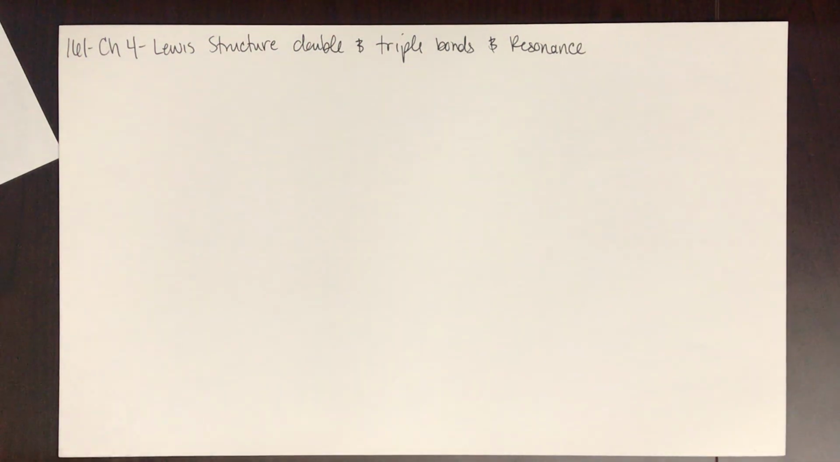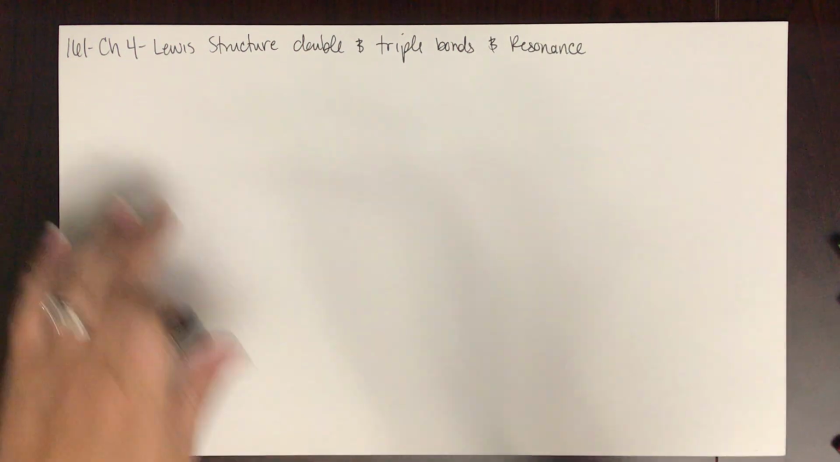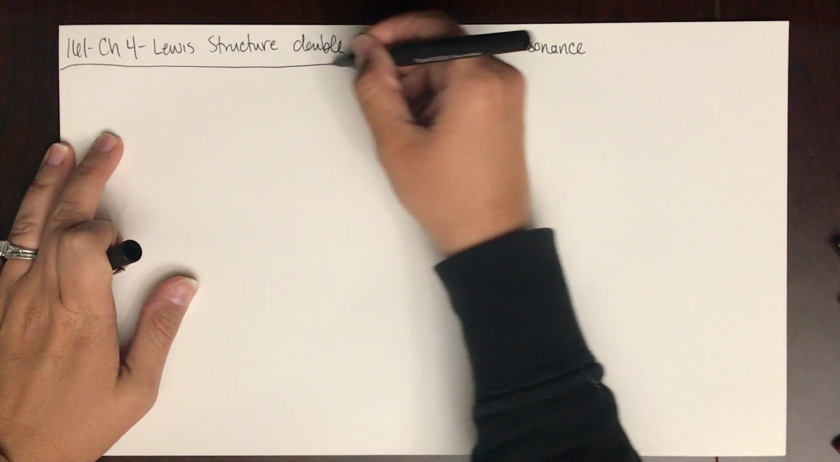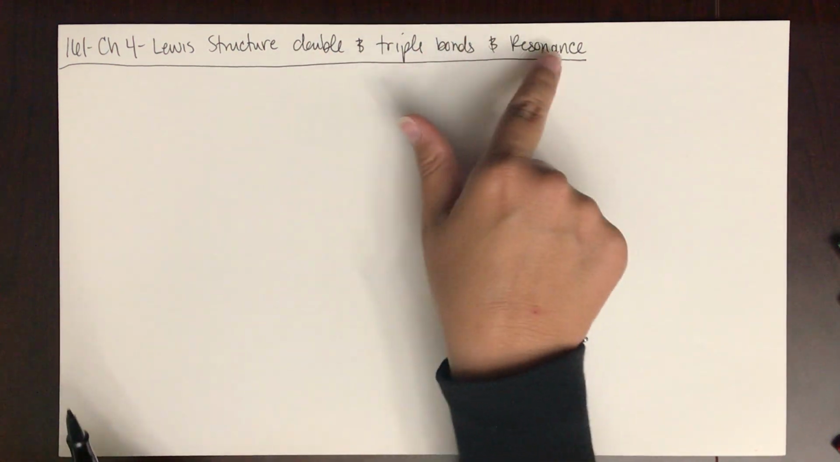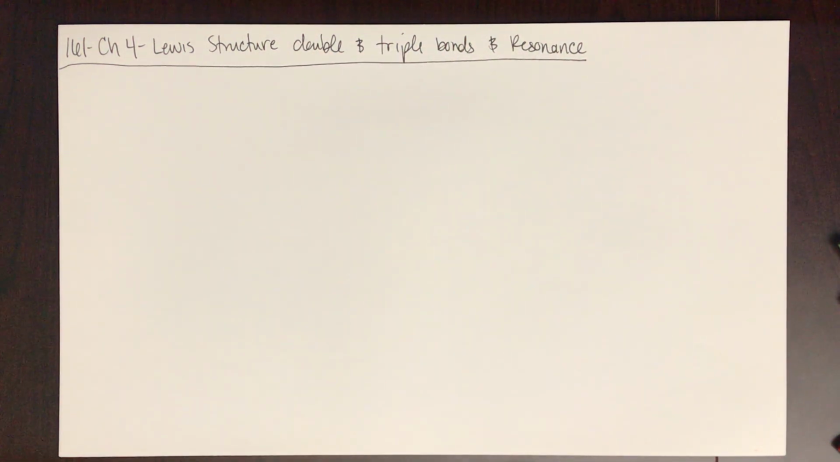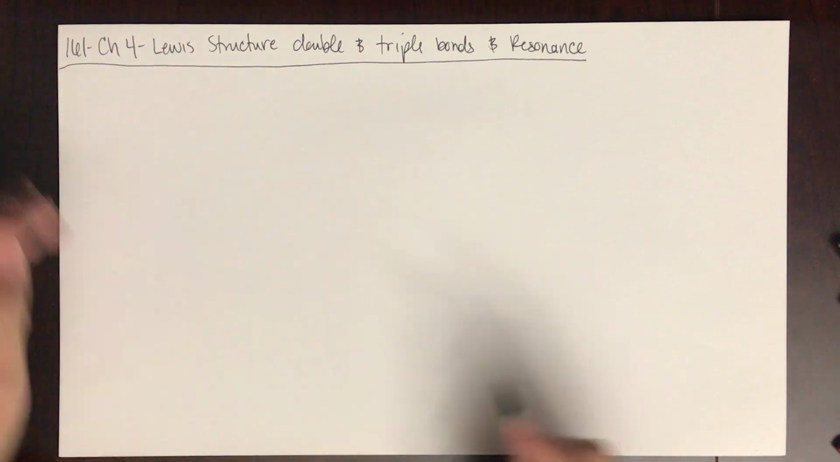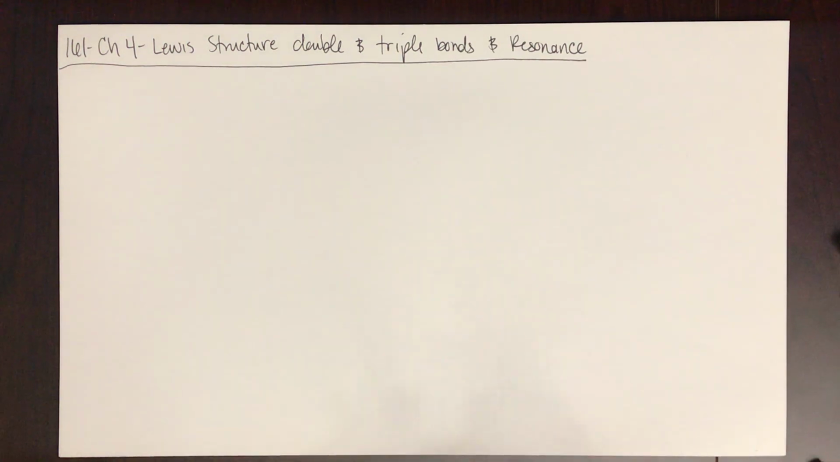Okay, so we're going to continue talking about resonance structures, and we're continuing to talk about Lewis structures. Right now we're going to talk about some examples that use double bonds, triple bonds, and then we'll talk about something called resonance. So let's just review what we know so far.